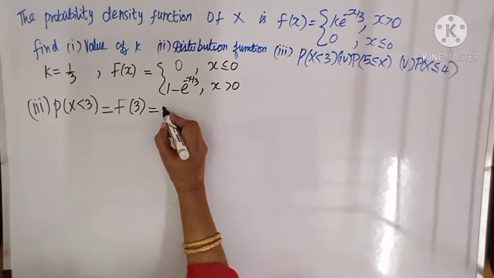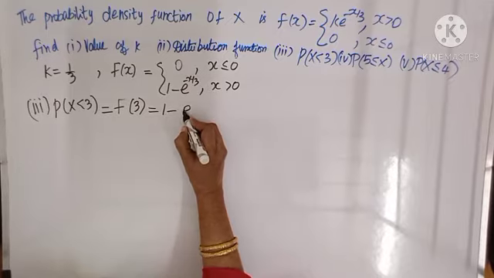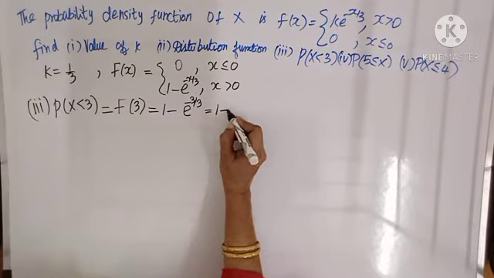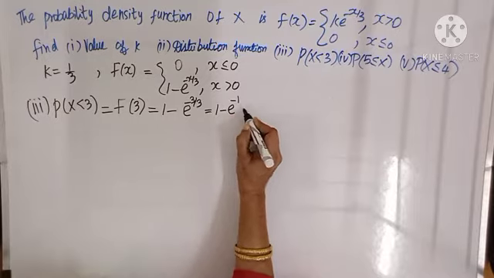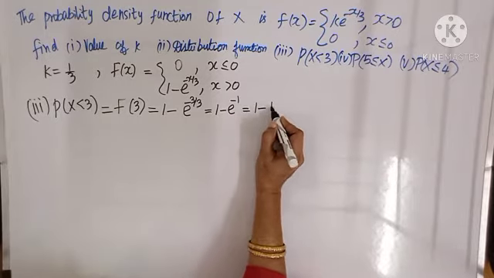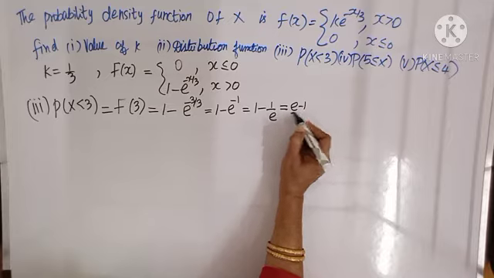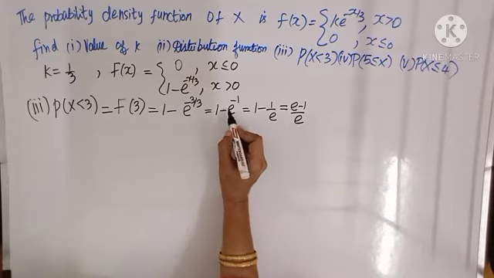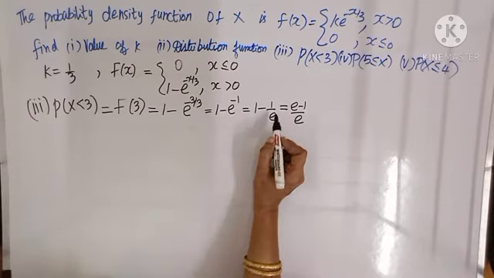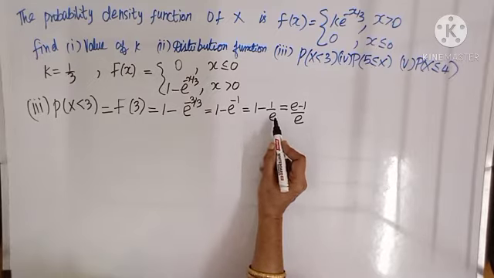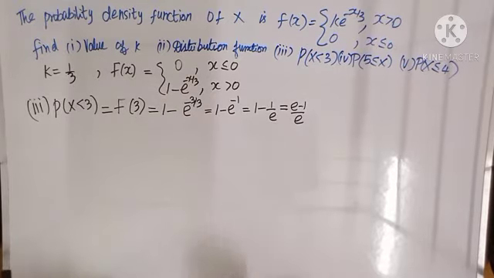Therefore substitute here 1 minus e power minus 3 by 3, or 1 minus e power minus 1, or 1 minus 1 by e. Cross multiplying, e power minus 1 can be written as 1 by e. Taking LCM, e minus 1 by e, and that is the answer.